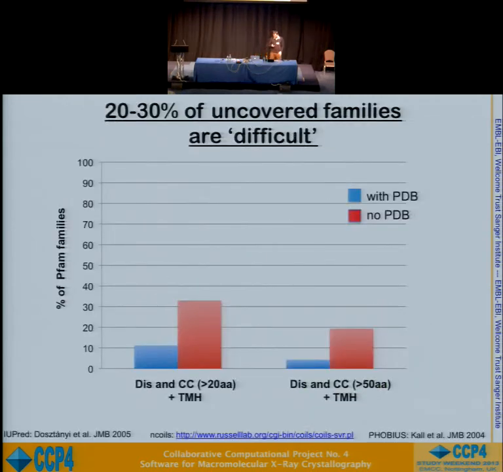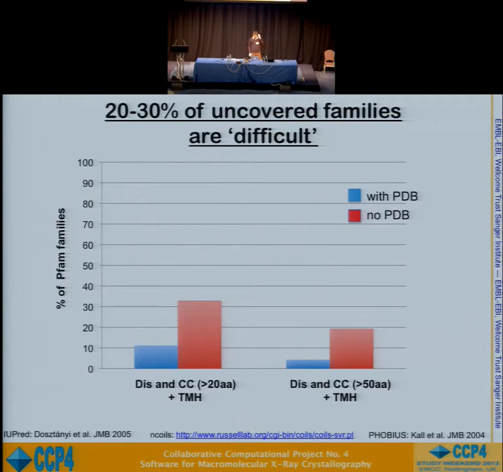The other thing is that things we don't cover structurally are more difficult. So they contain regions that may be complicated. Here I put disorder regions, coiled-coil regions, transmembrane helices. And this is the proportion of families with a PDB representative and without a PDB representative that have a significant portion of these regions. You see that for things that are not in PDB, between 20% to 30% of families have these complicated regions, depending on how restrictive you are, how long these regions are. While for the ones with PDB, we have smaller numbers.